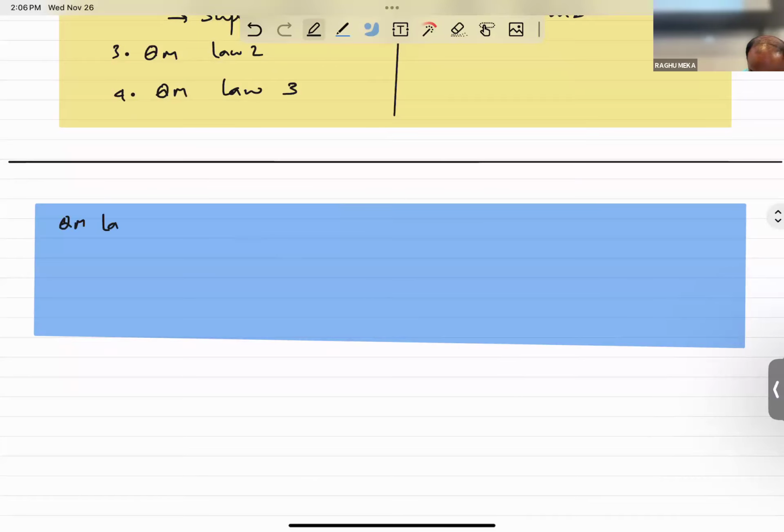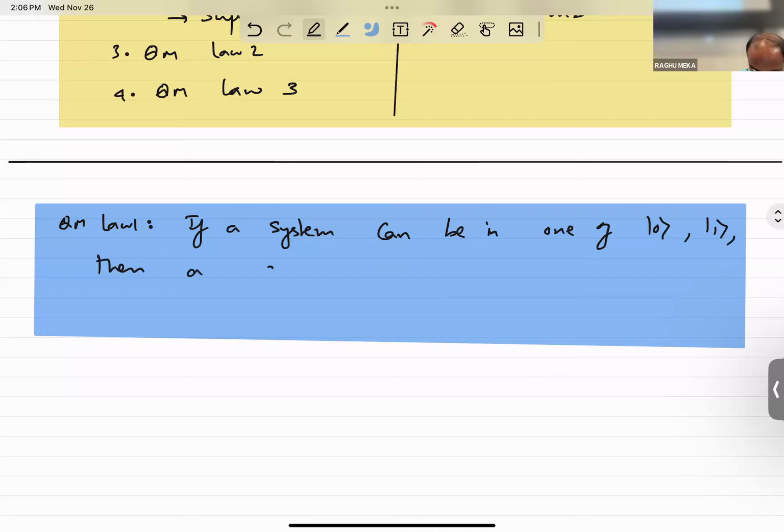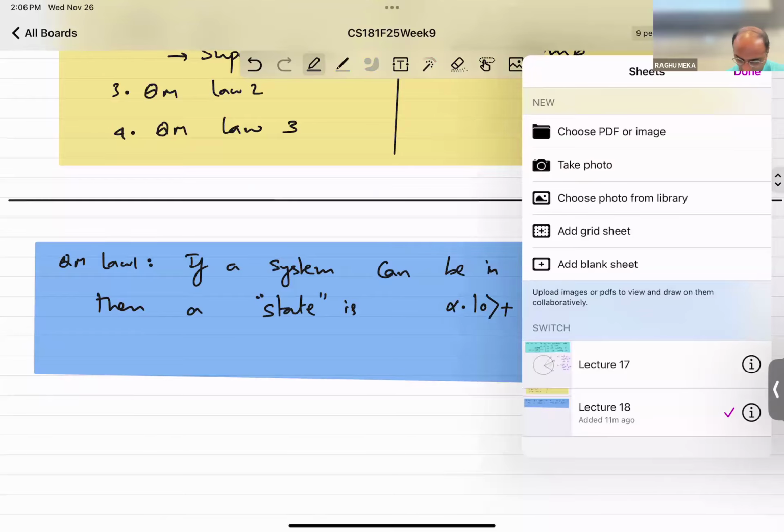Okay, so we had three laws. The first one was: if a system can be in one of two possible states, then a state is... Essentially a qubit is something which can be in one of two possible states. And then it can also be in a superposition of these two states, for every alpha and beta, which can be negative, but the sum of squares adds up to one. You get a potential state, right?